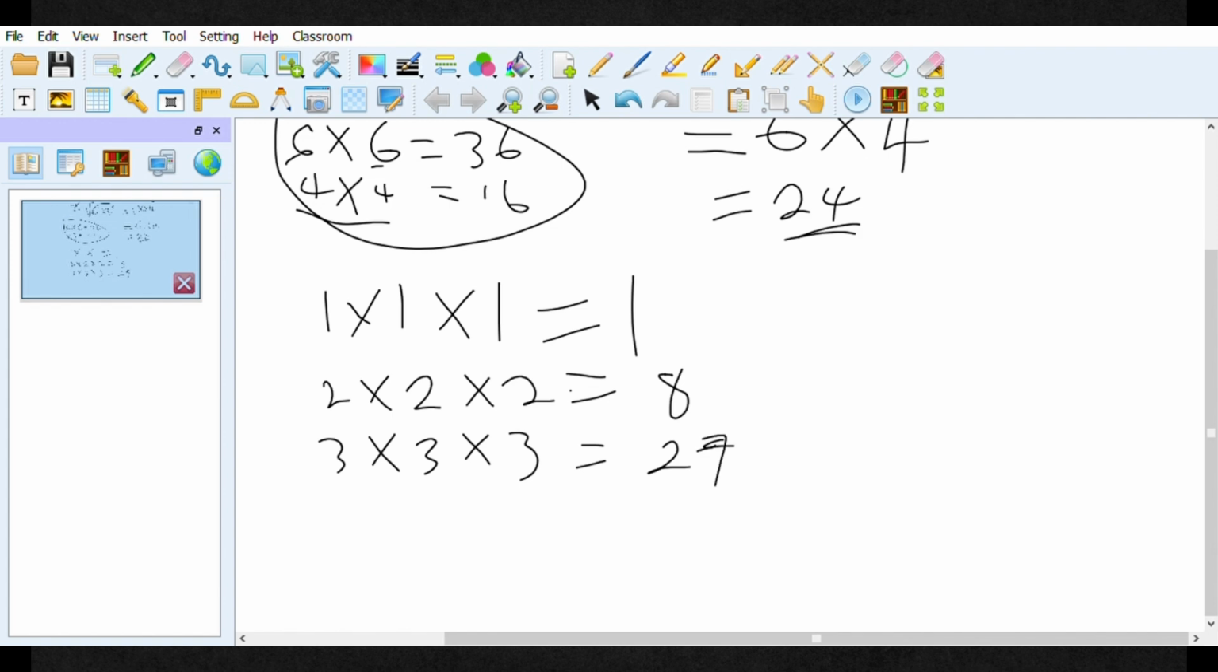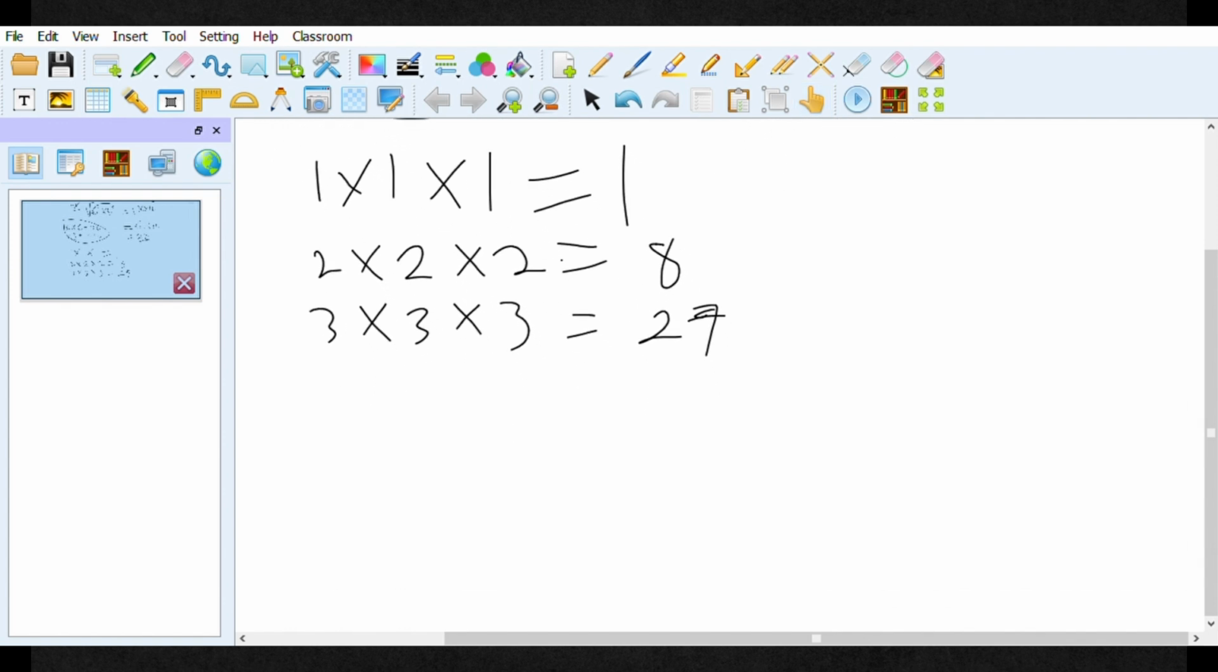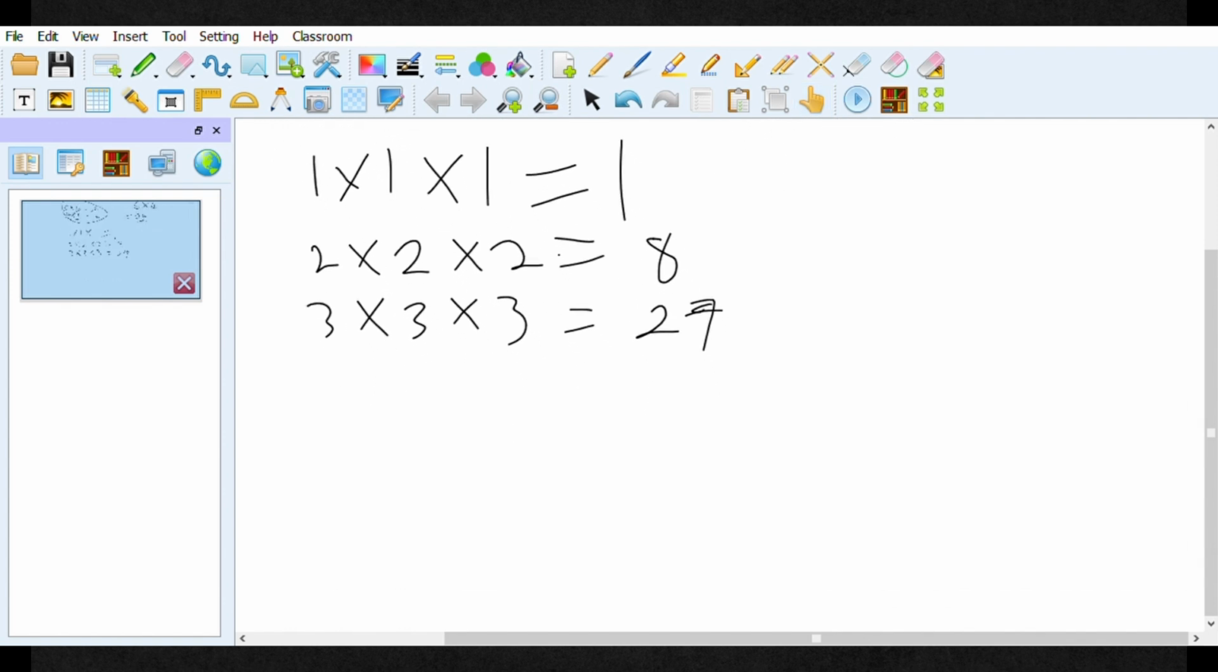So what we're trying to say is that the cube of a number is the value we get when we multiply that number by itself 3 times. Remember, when we multiply by itself 2 times, it is a square. When we multiply by itself 3 times, it is a cube. Okay, so how do we write cube in mathematics? In mathematics, we write cube by placing a small 3 on top of the number we want to cube.